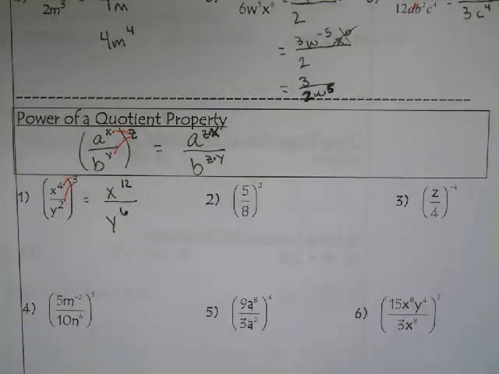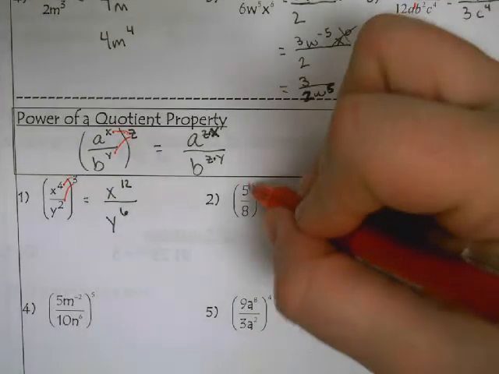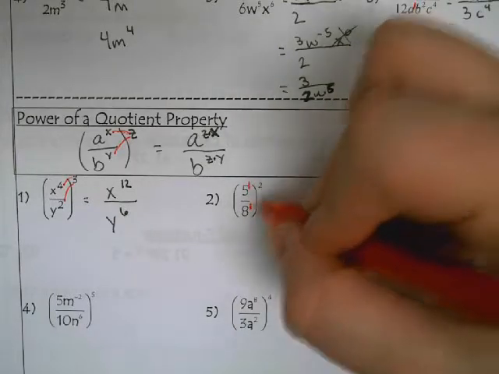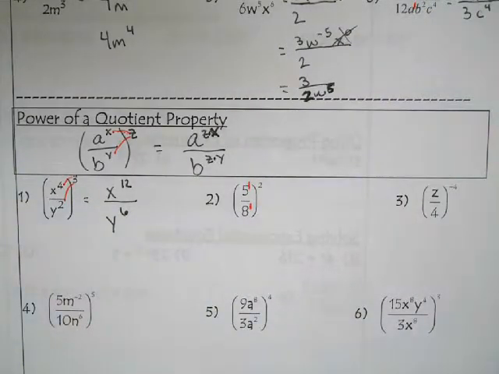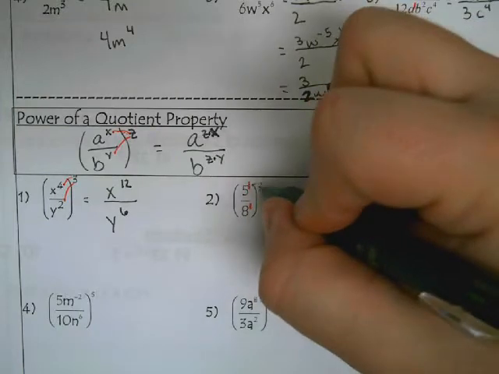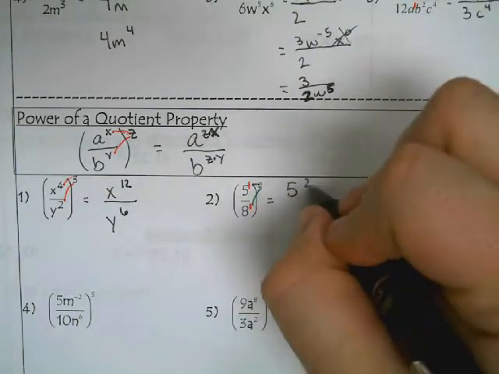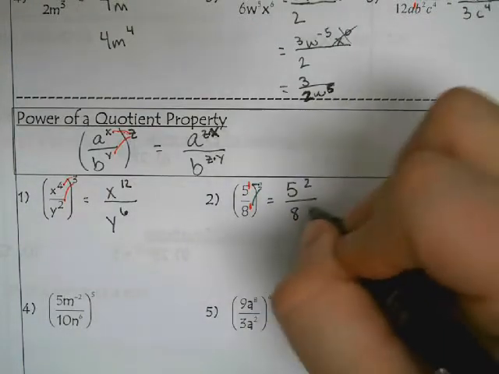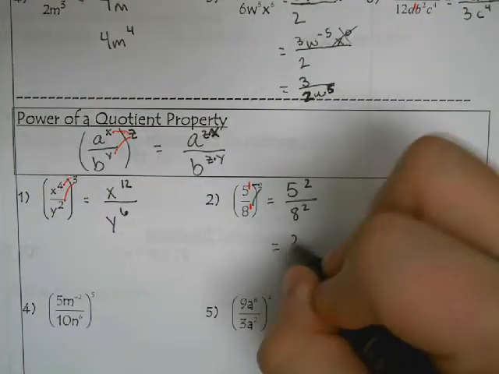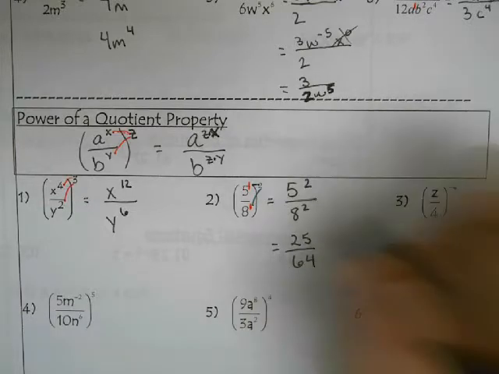Now number 2, this is where we might need our hidden 1, so we know what we're multiplying by. 2 times 1, 2 times 1. So I'm going to distribute this 2 to the 1s, so I end up with 5 squared over 8 squared. We'll simplify that and get 25 over 64.